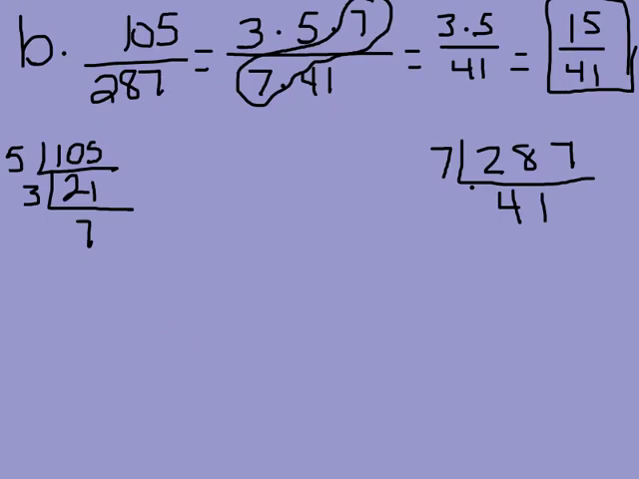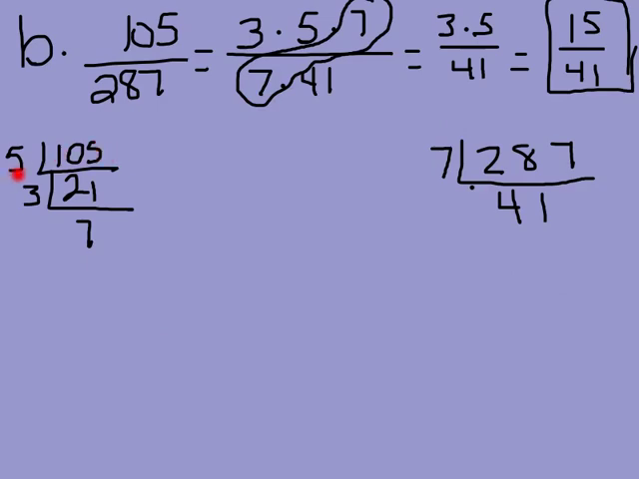Alright, in B we have 105 over 287. Now I don't know about you, but 287 was not a number that I could look at and really easily figure out. But I did know that 28 is divisible by 7, and so is 7. So I chose to just start with 7, and I did 287 divided by 7 was 41, and then I found out that both of these numbers are primes, so I can stop right there. 287 as a product of primes is 7 times 41.